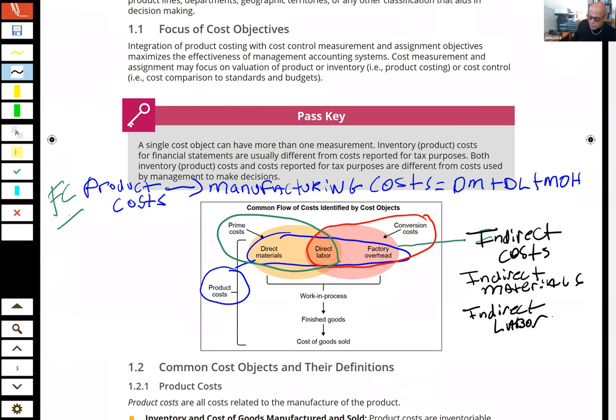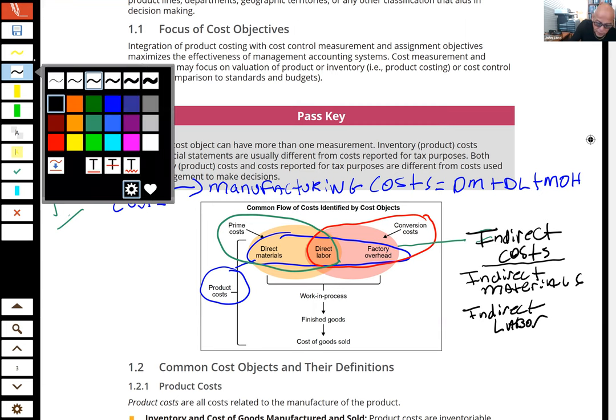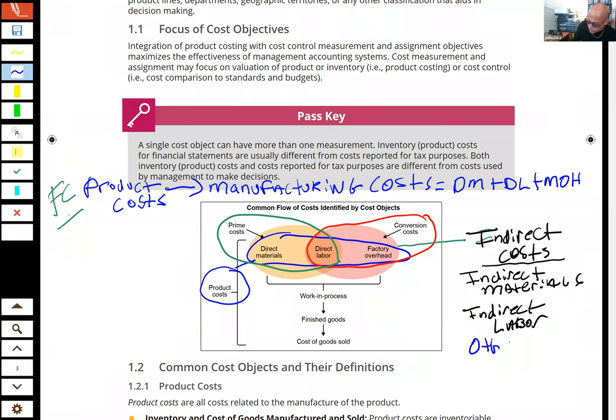Now, it's pretty easy to understand that indirect materials and indirect labor are indirect because they have the word indirect. But then there's another category of indirect costs that I'll just call the others.